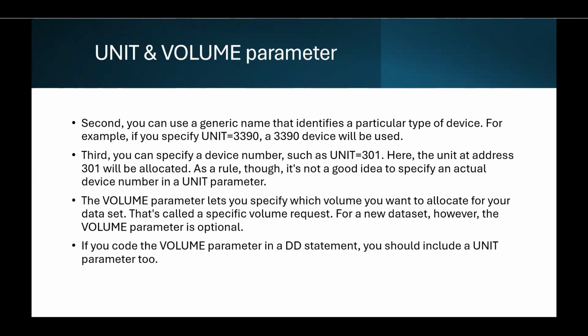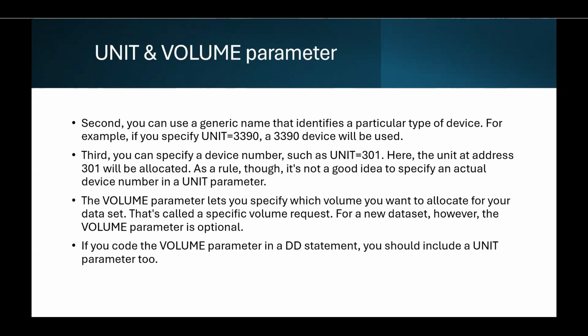The second one is you can specify a generic name that identifies a particular type of device. For example, if you specify unit equals 3390, a 3390 device will be used. Third, you can specify a device number such as unit equals 301. Here the unit at address 301 will be allocated. As a rule though, it's not a good idea to specify an actual device number in a unit parameter.